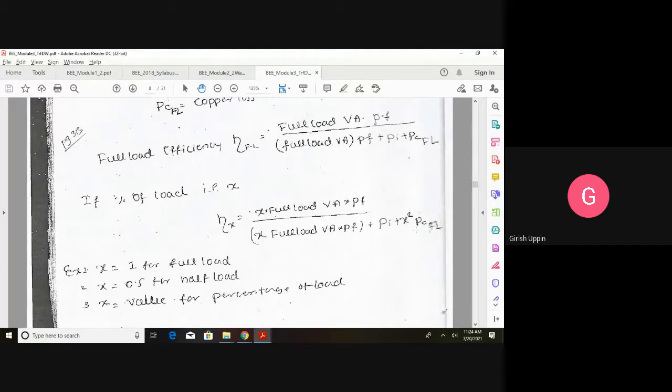From full load to half load: if the x value is 1, then it is for the full load. If the x value is 0.5, it is half load. If x is equal to 0.25, that is a quarter load. If they ask you to find the efficiency for 10% of the load, x is equal to 0.1.